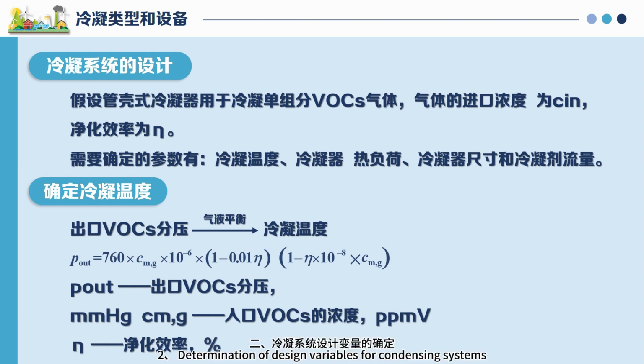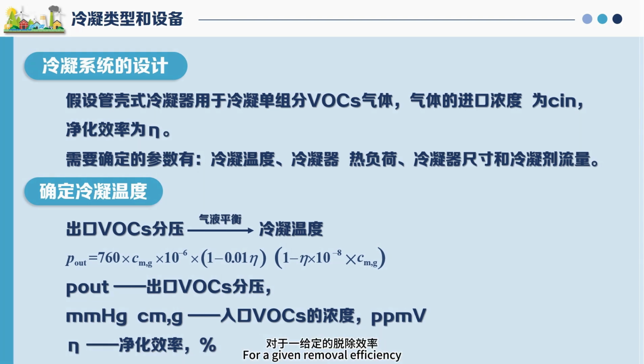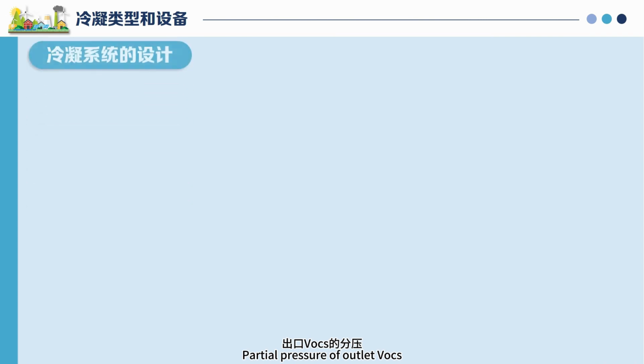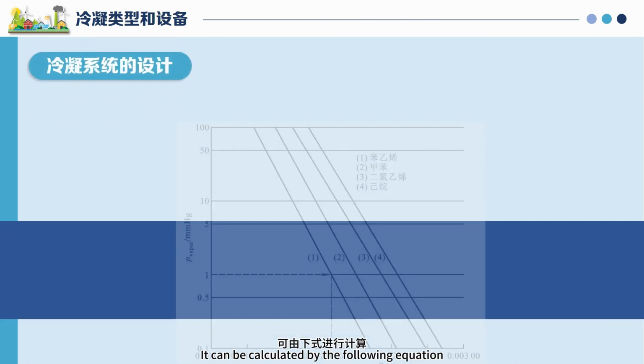2. Determination of design variables for condensing systems. Firstly, condensation temperature calculation. For a given removal efficiency, the partial pressure of outlet VOX can be calculated by the following equation.